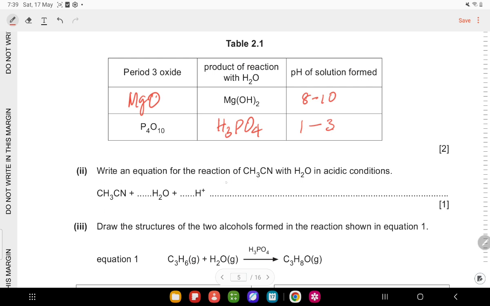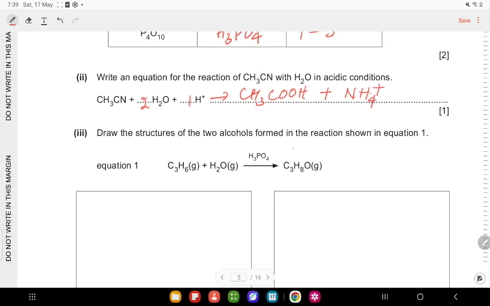Write an equation for the reaction of ethanenitrile with water in acidic conditions. CH3COOH plus NH4+ ion. This is 1 mole.